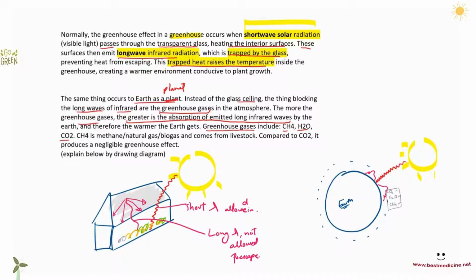Where does methane come from? We've already discussed this. Remember, methane is natural gas or biogas, and so it actually comes from decomposition and also comes from livestock. So livestock like cows, they produce a lot of methane. However, compared to CO2, this is almost negligible, right? Almost nothing. CO2 is a lot in the atmosphere, and we're constantly producing it because we're constantly burning fuels in factories and cars and so on.